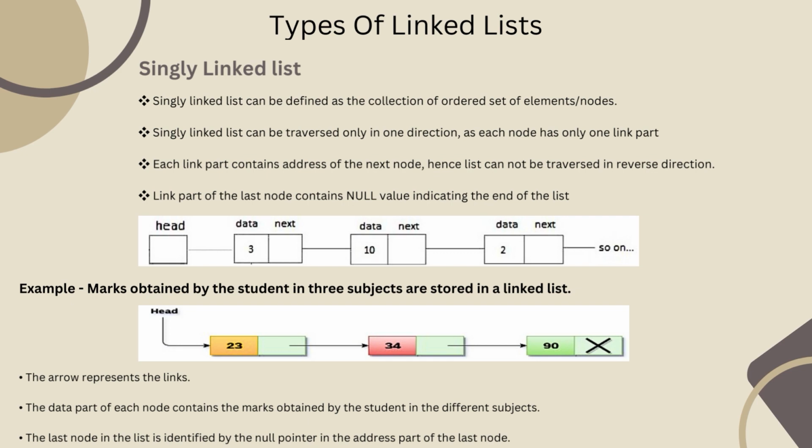For example, consider marks obtained by a student in 3 subjects, which are stored in a linked list. The linked list will consist of 3 nodes. The arrow represents the links. The data part of each node contains marks obtained by the student in different subjects, that is 23, 34 and 90 respectively. The last node in the list is identified by the null pointer in the address part of the last node. Head is pointing to the first node.